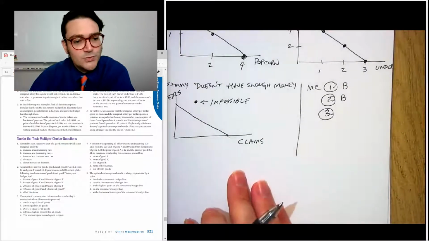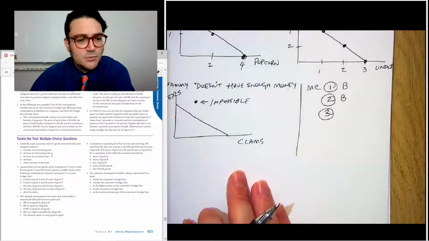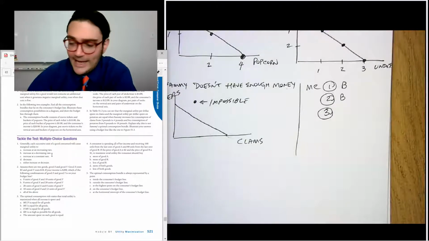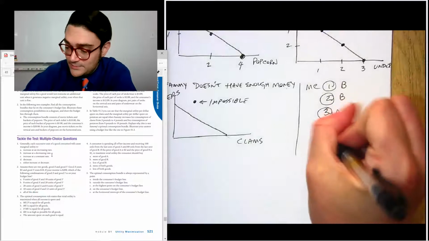Number 3: the optimal consumption rule states that total utility is maximized when all your income is spent and the marginal utility per dollar is equal for the goods. And so that would be answer A, MU over P.